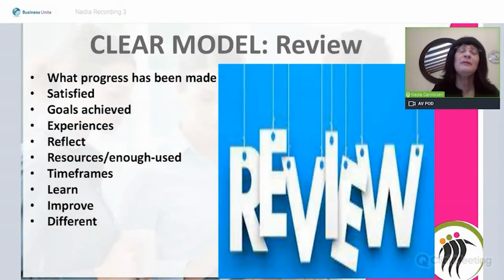And the last one in the CLEAR model, the R stands for review. And that review normally comes at the end of the process. And questions that can be asked, what progress has been made? Is there any progress? And that will be based on the actions that were taken, the activities, the planning that was done. Are we satisfied? Am I satisfied as a mentor? Are you satisfied as a mentee? Have the goals been achieved? What are the experiences? What have we learned from this whole experience? What will we do different next time? And that, what will I do different next time?